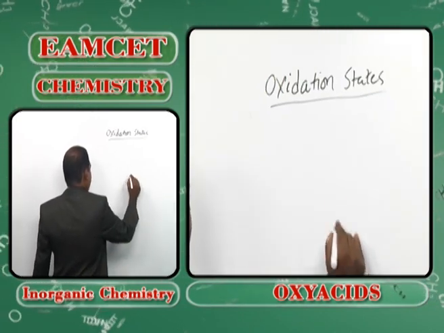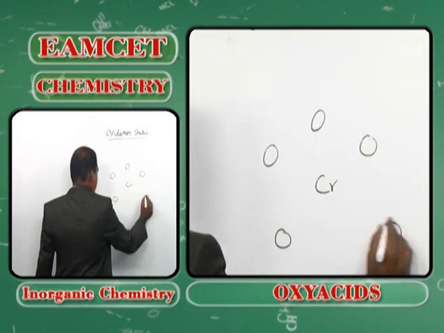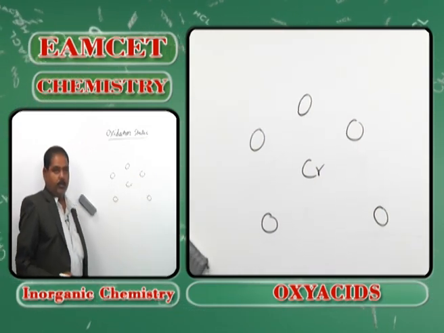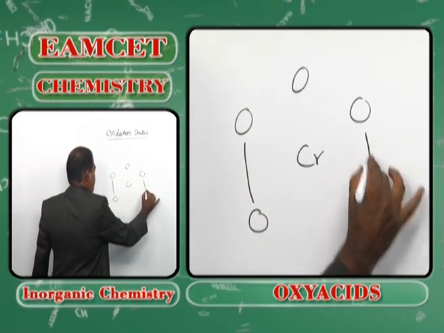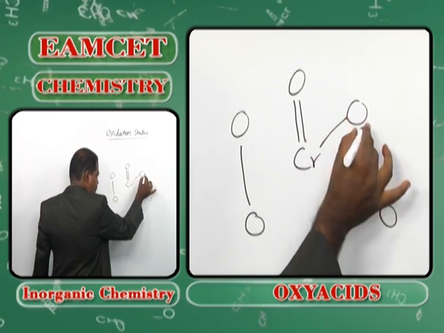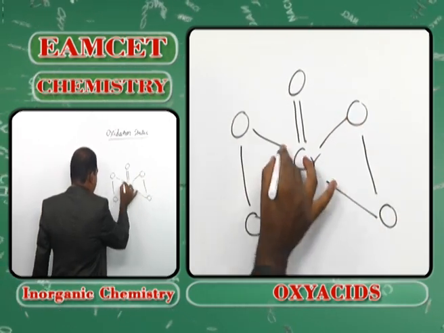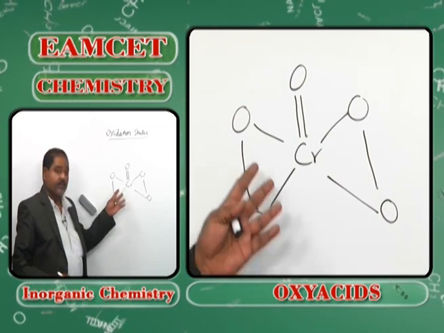Chromium at the center, 5 oxygens surrounding, and what you have just learned a few minutes ago: it has 2 peroxy bonds. OO single bond, OO single bond. Oxygen forms 2 bonds, and one is already there. What do you end up getting? You get the structure of a butterfly.